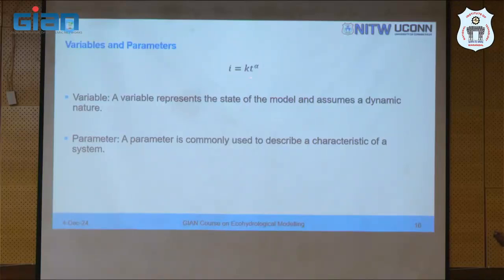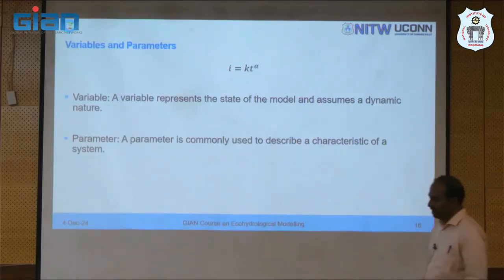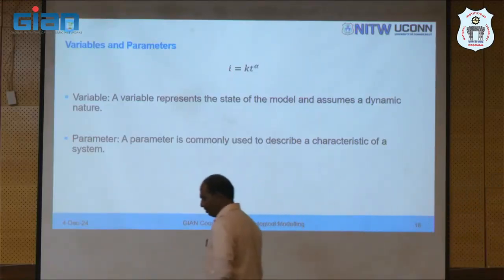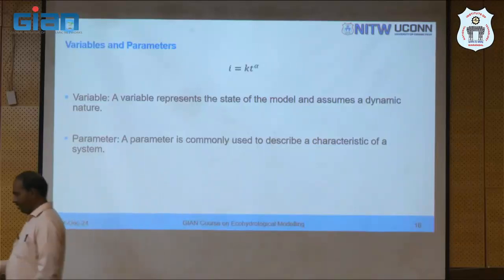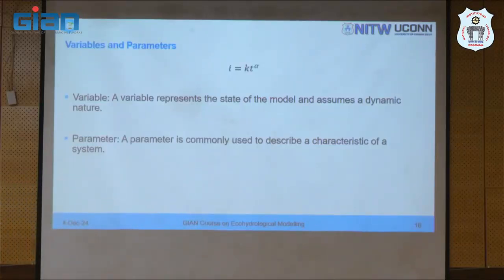K and alpha are parameters, I and T are variables. Just to put it this way. Okay. K and alpha are parameters, I and T are variables. And we try to estimate K and alpha for the given soil condition. Right.